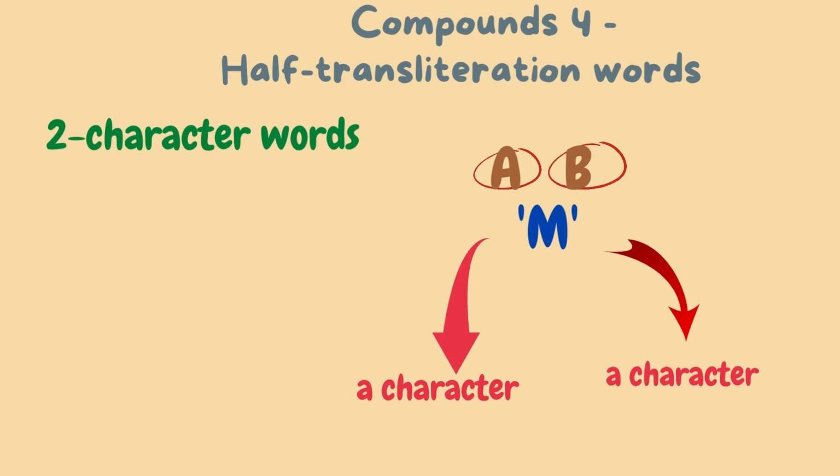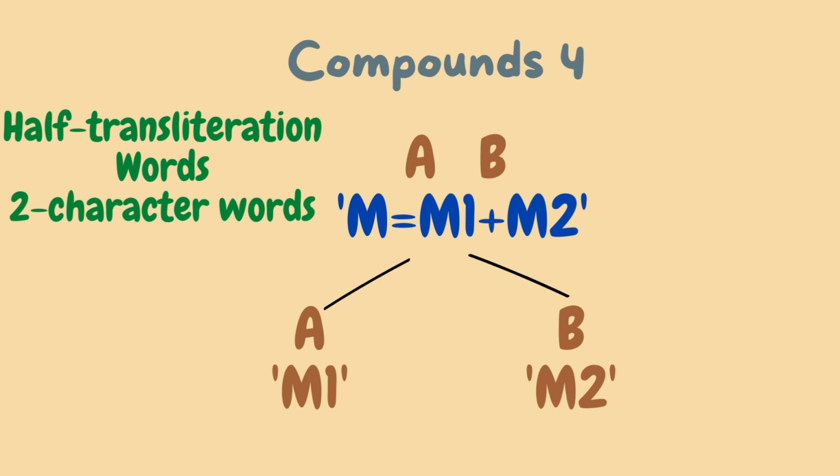If the 2-character half-transliteration word is M, A and B represent its two characters. A stands for M1 and B for M2. The word they create is AB, and its meaning is M1 plus M2, where A or B is a long word that offers its sound translation, and the other offers the meaning of this word's category. As a result, half-transliteration words are a type of compound because their meaning is derived from their constituent characters.